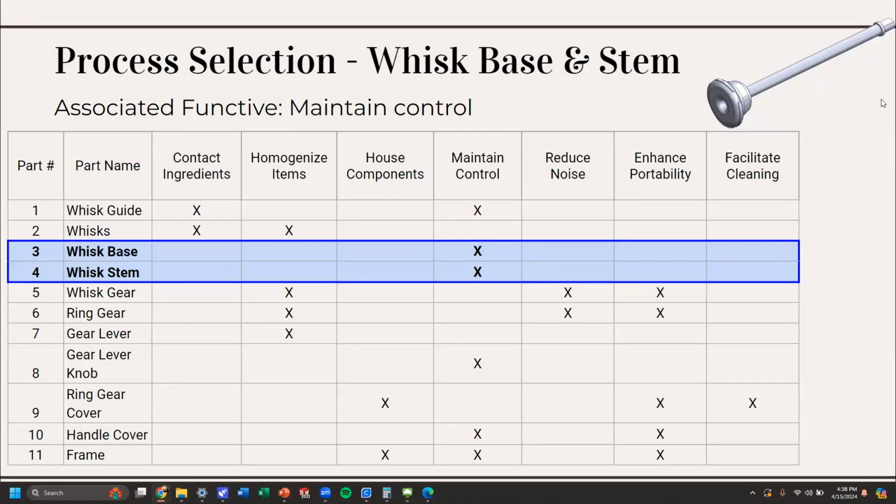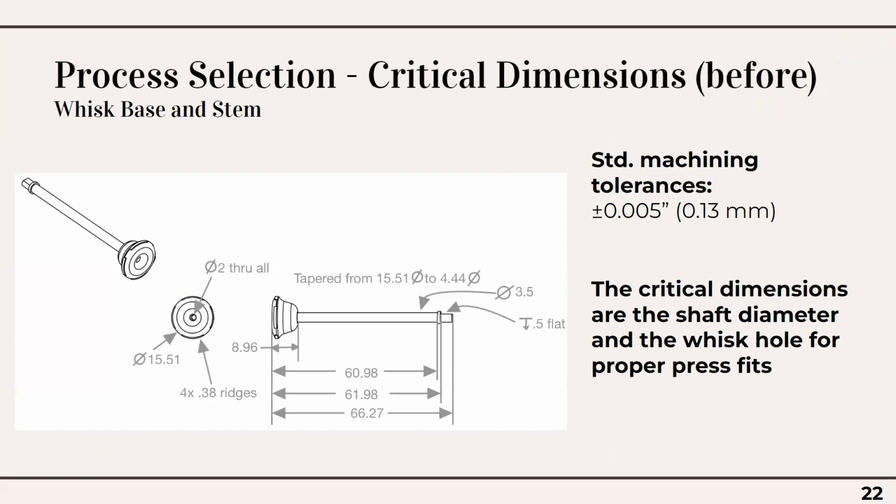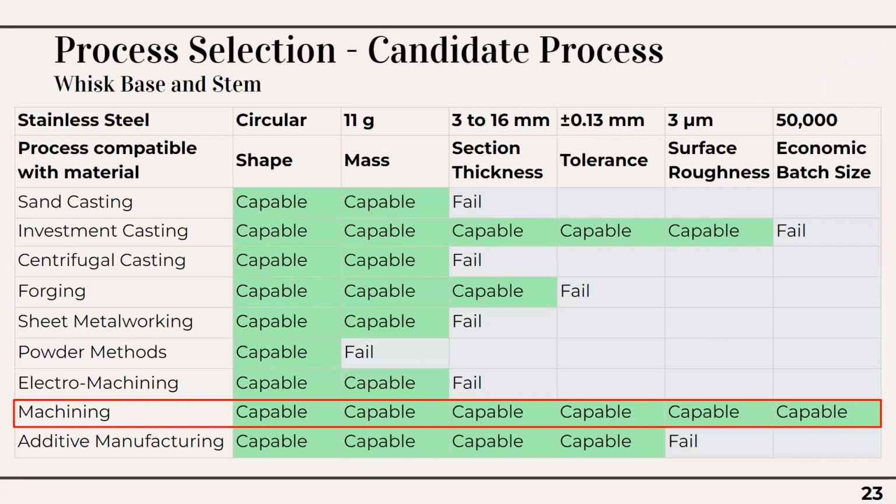When considering design for manufacturing, the team decided to choose the whisk base and whisk stem mainly because they share the same function, which was to maintain control. Here you can see the two parts together with all critical dimensions labeled as well as all features called out. When considering process selection for manufacturing, we found that machining would be the most capable process given the material as well as all parameters necessary.